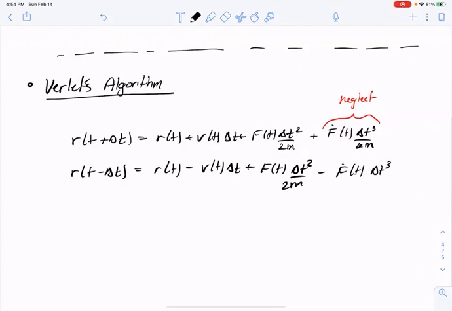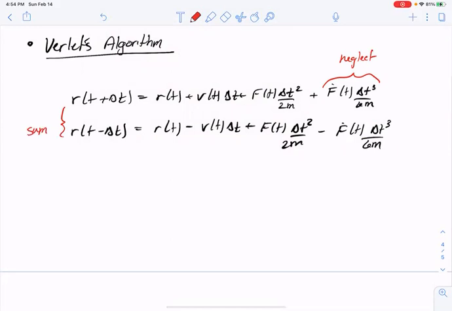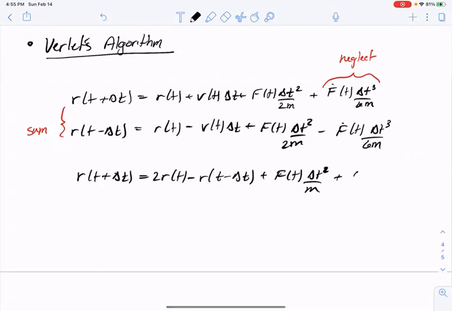Summing those together gives us R of t plus delta t is R of t twice minus R of t at t minus delta t plus F of t delta t squared by m. And now this is good up to order delta t to the four, because those two third order terms cancel.